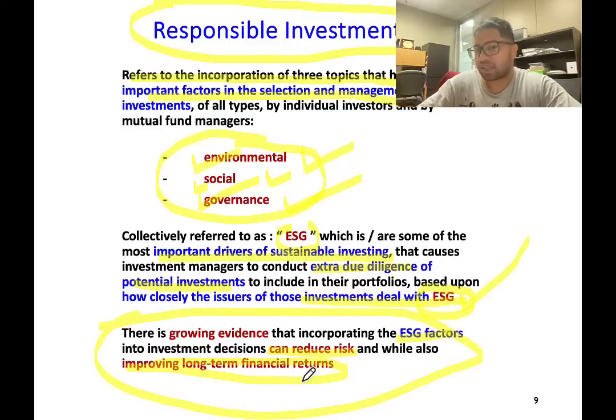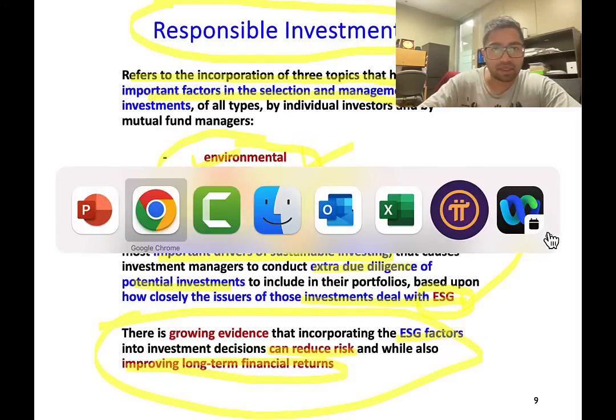Personally, ESG companies in the last couple of years have underperformed the market, right? So this is very debatable, at least for me.